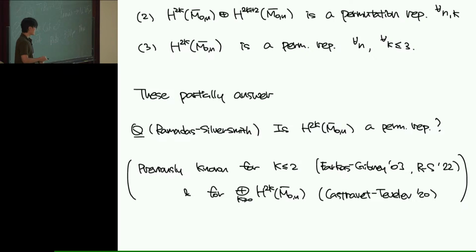And also, if you sum up all the degrees, then we know that it is a permutation representation by the result of Kostrup and Tebelev. Yeah, they use a different theory. They use the derived category, and the point is that their method does not apply to the single piece. So our result refines all of these.